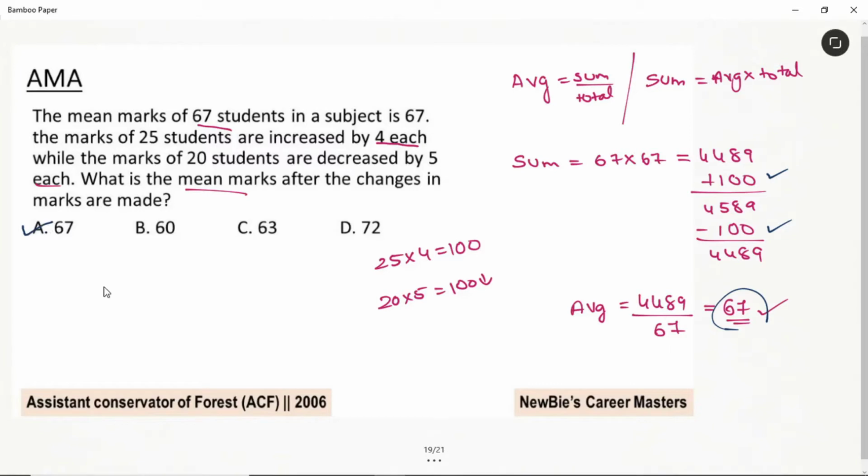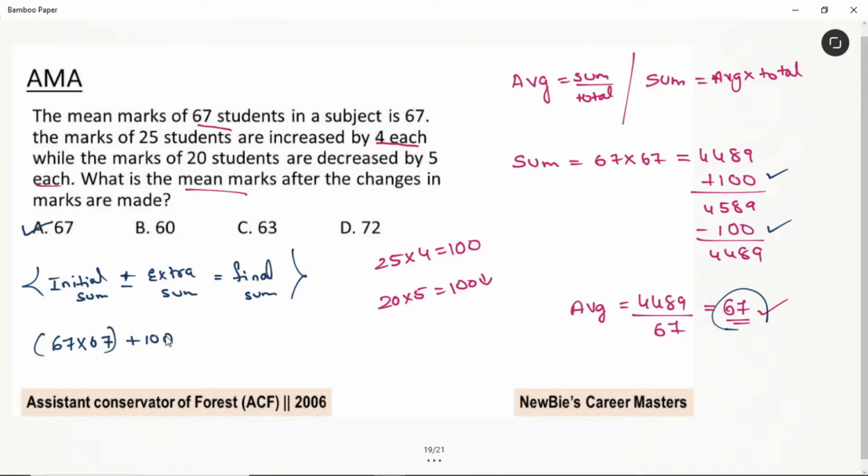Very simple. In order to solve this type of question, I want you to remember one more formula, that is: initial sum plus or minus any extra sum is equal to the final sum. Remember this formula. The initial sum is 67 into 67. You know the sum formula, average into total. So 67 into 67. Then what is happening? 100 marks is increasing, then 100 marks is decreasing.